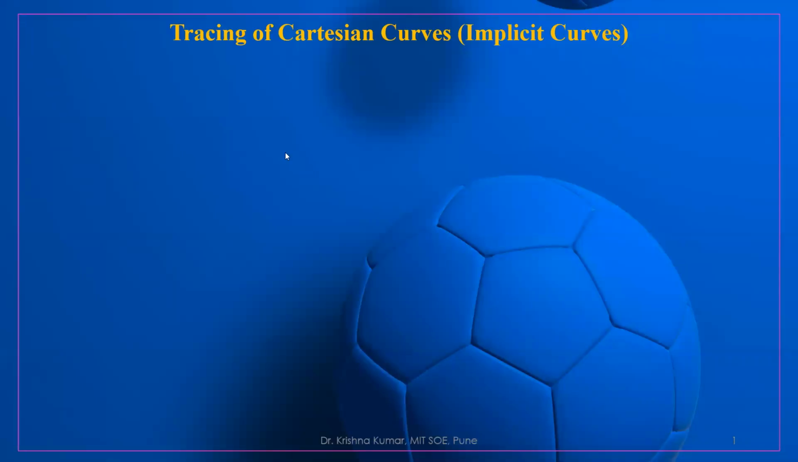So in this lecture, we discuss the tracing of implicit curves. This is the second part of the Cartesian curve. So what is the meaning of implicit curve? A curve in which the variables cannot be separated is called an implicit curve.